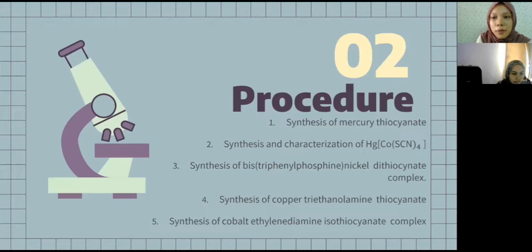Okay, for the procedure, there are four types of complexes that will be synthesized. First is the synthesis of mercury thiocyanate. Second is the synthesis and characterization of tetrathiocyanatomercury(II) cobaltate(II), and then the synthesis of bis(triphenylphosphine) nickel dithiocyanate complex, and then the synthesis of copper triethanolamine thiocyanate, and the last one is the synthesis of cobalt ethylenediamine isothiocyanate complex.